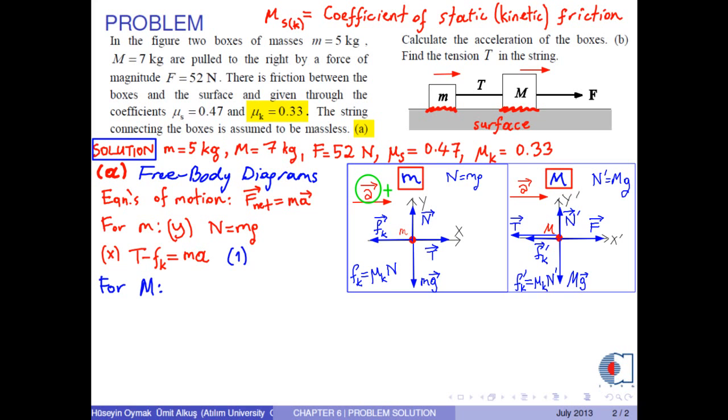For mass capital M along the vertical line, we have the normal force N prime equals capital M times g. And to write the equation of motion along the horizontal line, we choose the direction of the acceleration vector to be positive. Therefore, the net force becomes F minus T minus Fk prime, which is equal to capital M times a by the help of Newton's second law.